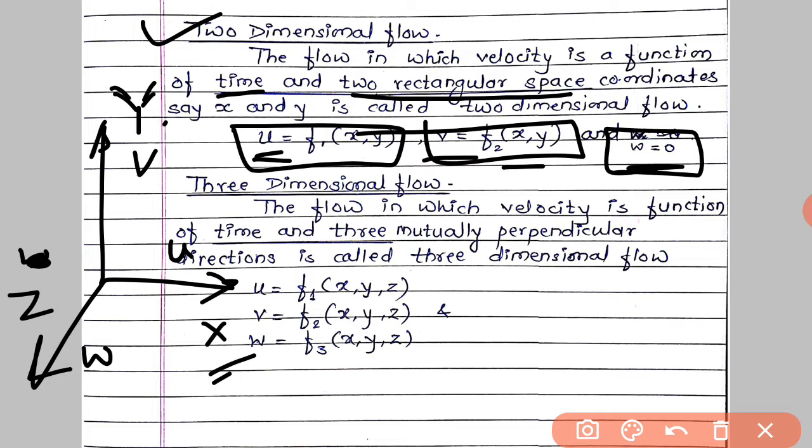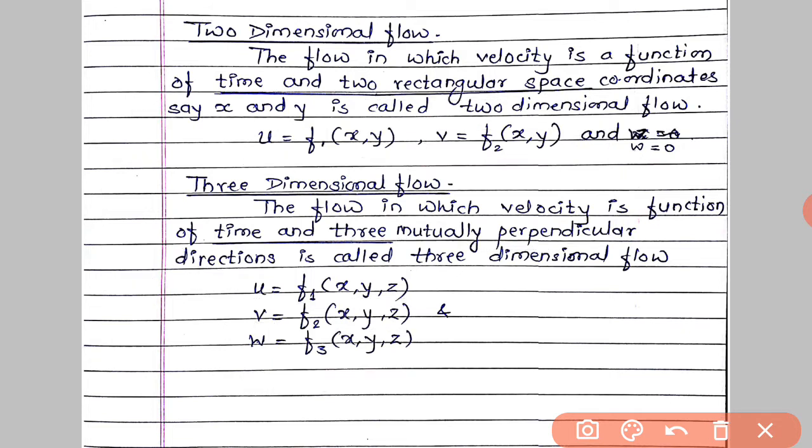And now for three-dimensional flow, the flow in which velocity is a function of time and three mutually perpendicular directions, that is x, y, z, is called three-dimensional flow. So u is equal to f1 of x, y, z, v is equal to f2 of x, y, z, w is equal to f3 of x, y, z. That is, in case of three-dimensional flow, all the velocities, that is velocity in direction x, velocity in direction y, and velocity in direction z, are present. So this is called three-dimensional flow. So this is all about 1D, 2D and 3D flow.